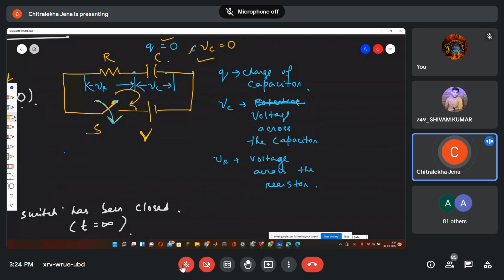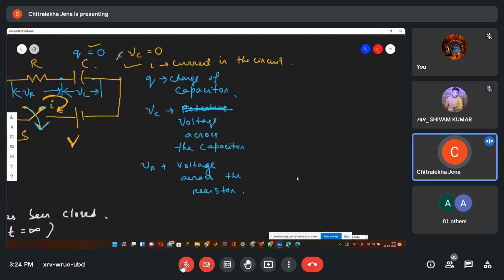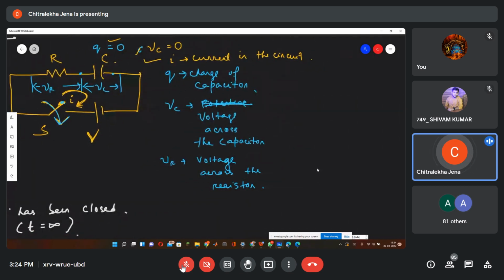I am asking what is the current in the circuit. Let the current in the circuit be I. Think properly, all of you, and tell me. Let it be wrong, no issues at all; nobody is evaluating here. Just as I have closed the switch, my charge in the capacitor is 0, voltage is 0. What will be the current in the circuit?